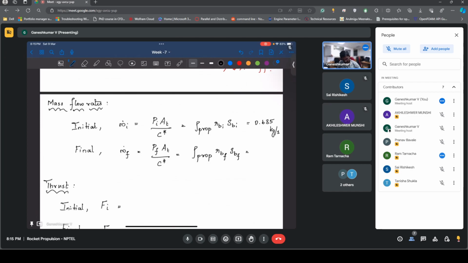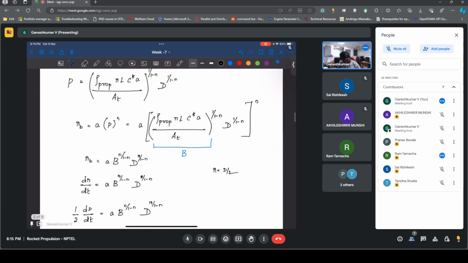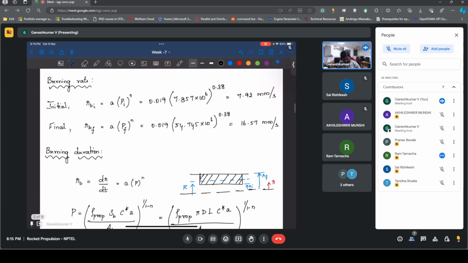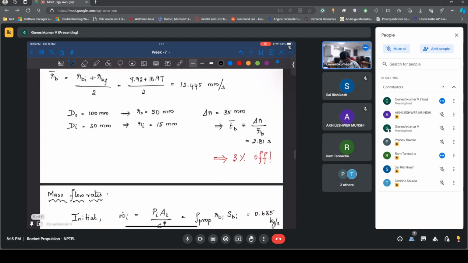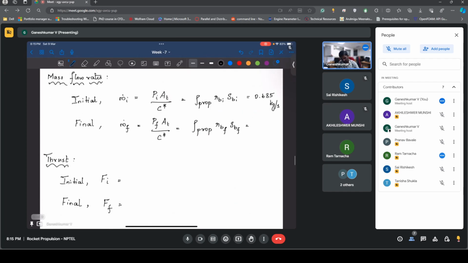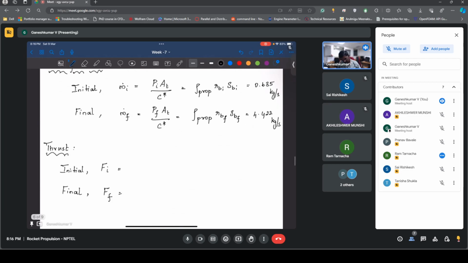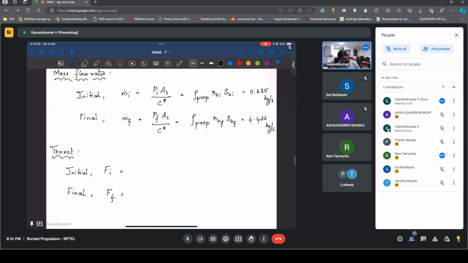And then the final pressure is 54.745. That is some 4.422 kgs per second. This is the mass flow rate I am getting. Then finally the thrust. How do we find the thrust?